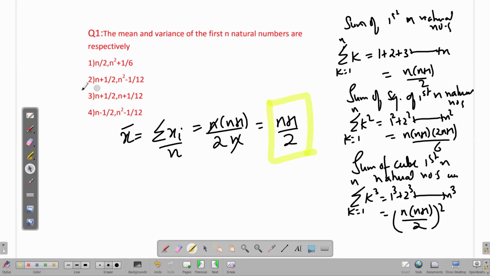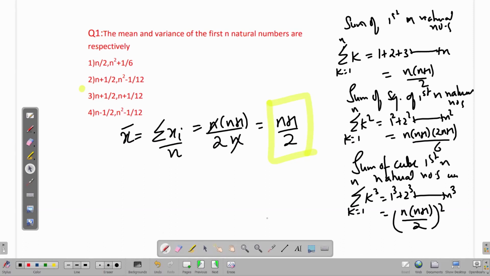So my answer may be the second option or the third option, because in the second option I have n plus 1 by 2 as mean, and in the third option also n plus 1 upon 2 as mean. So either 2 or 3 is my answer.